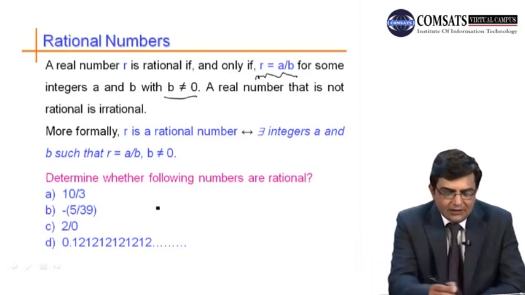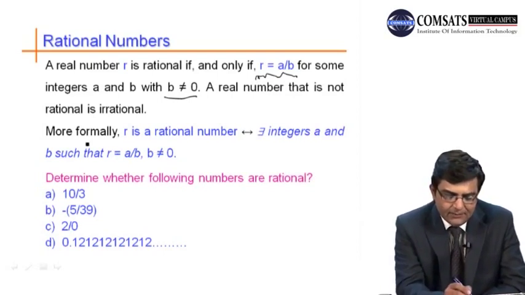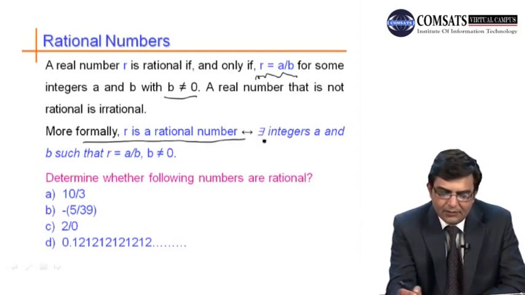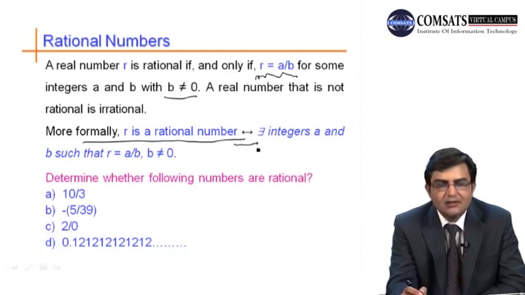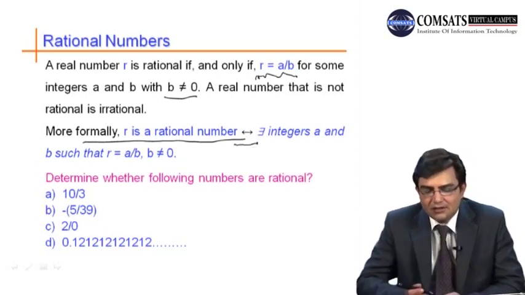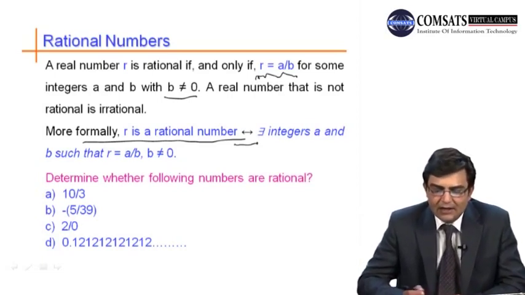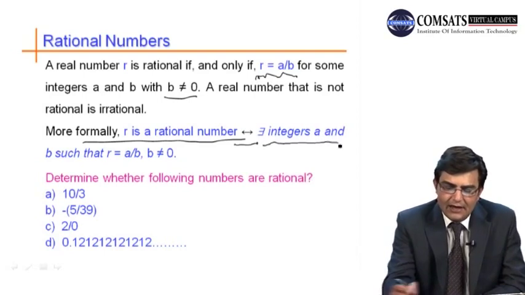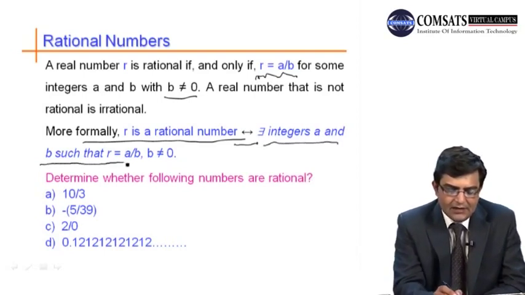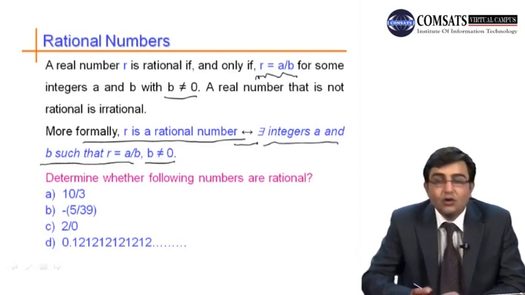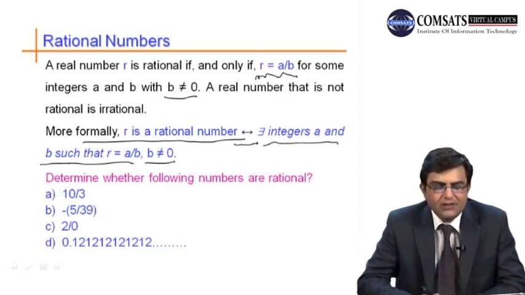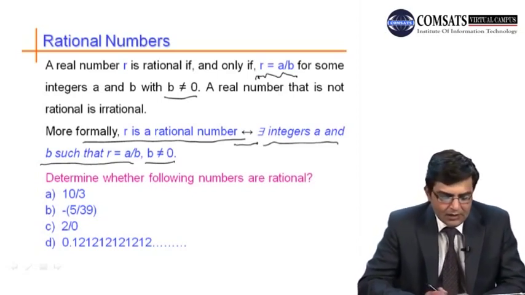More formally, the definition of a rational number is given here. R is a rational number. Here you can see this symbol, which we have studied in logic. It means if and only if there exist integers A and B such that R is equal to A over B and B is non-zero. So this is the formal definition of a rational number.